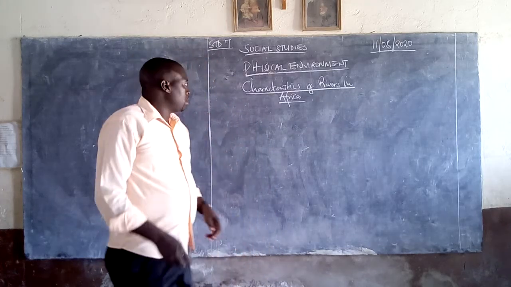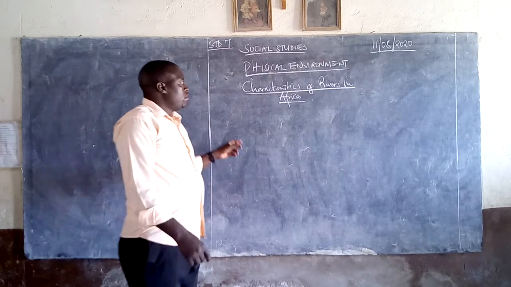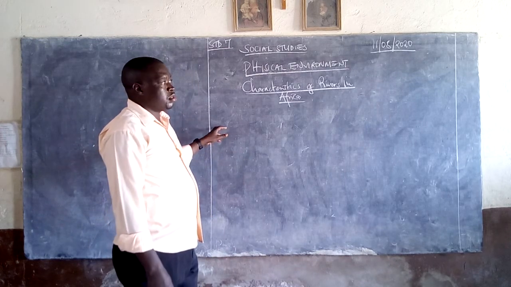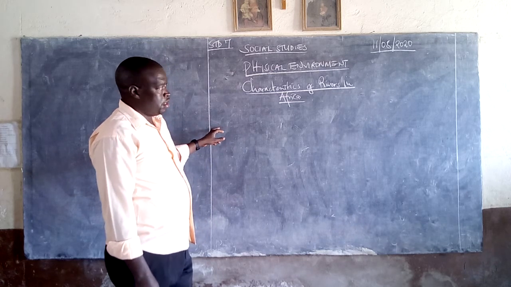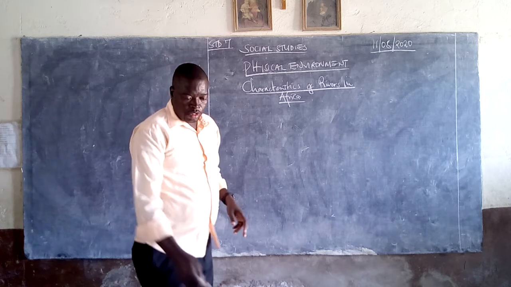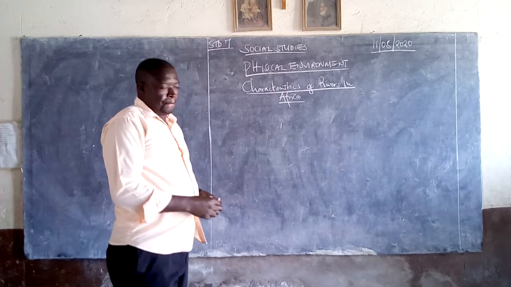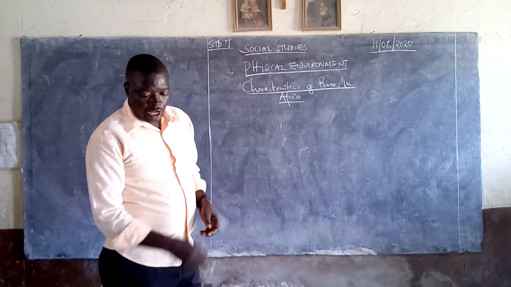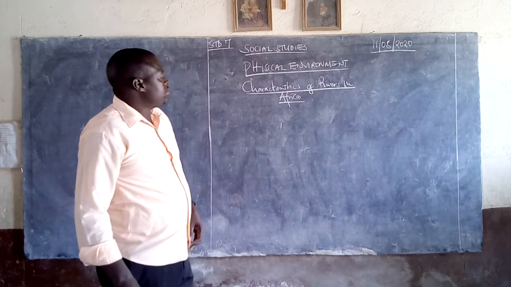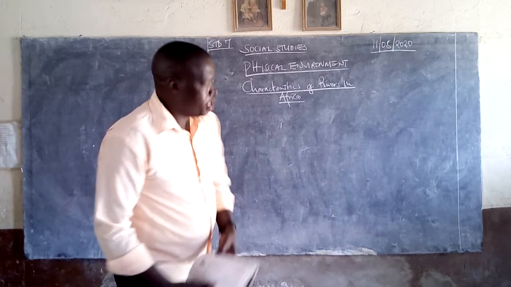Our last lesson we talked about rivers in Africa. Of course we looked at the source and where the river drains, that is the mouth. But today I want to talk about the characteristics of rivers in Africa. So one of the characteristics of some of the rivers in Africa is that they have what is known as waterfalls and rapids.